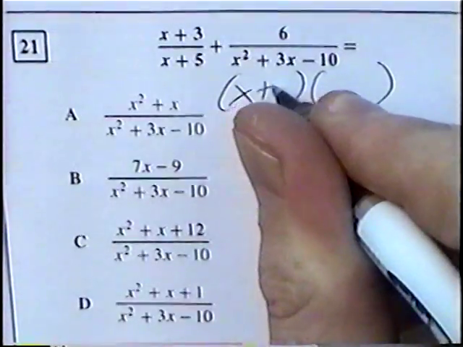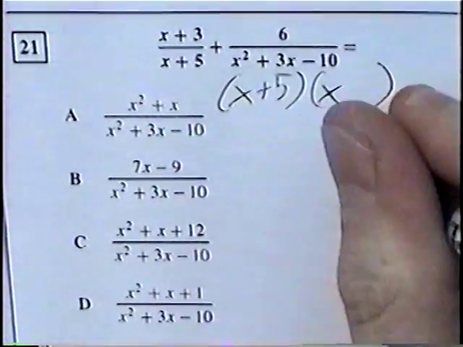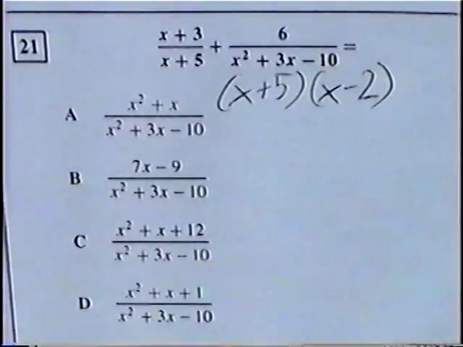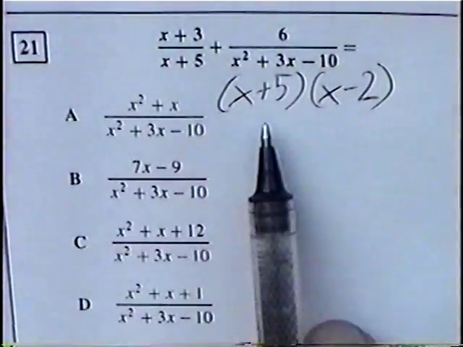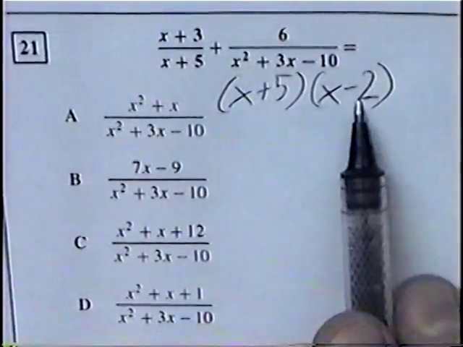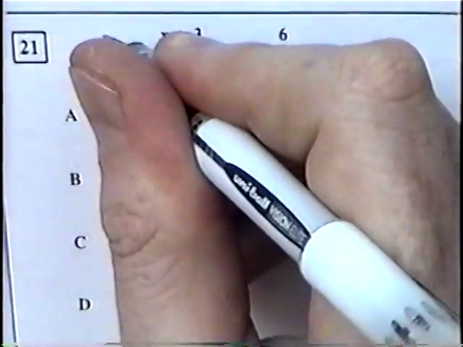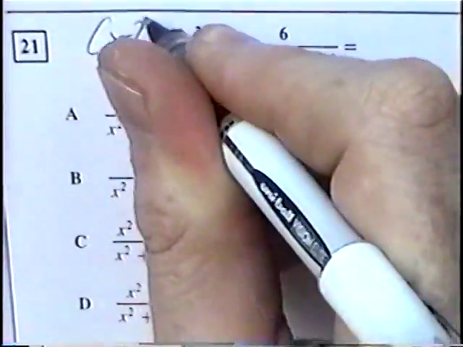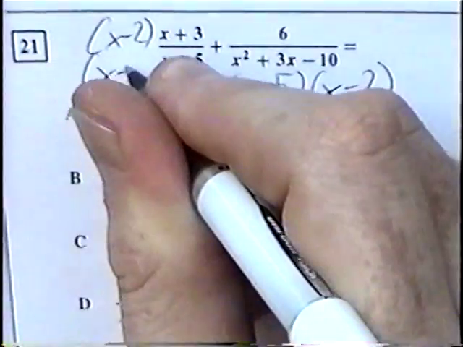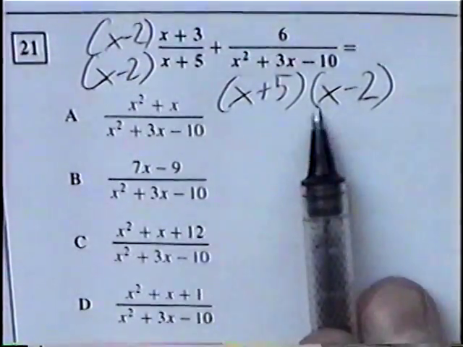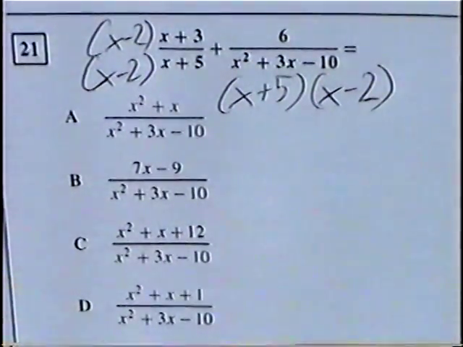Factor to x plus 5 and x minus 2. Both fractions have the factor of x plus 5. The extra factor of x minus 2 we'll need to put on the first fraction for the numerator and denominator. That way both fractions have common denominators.